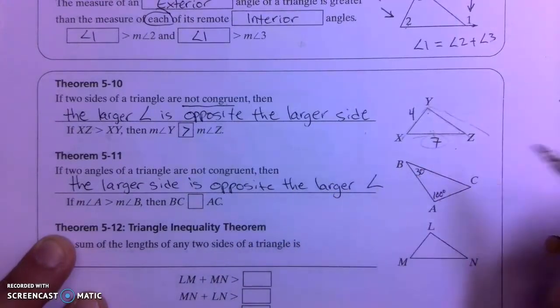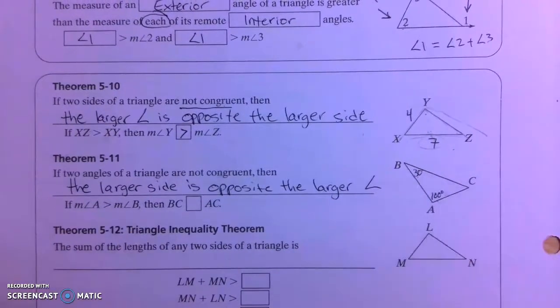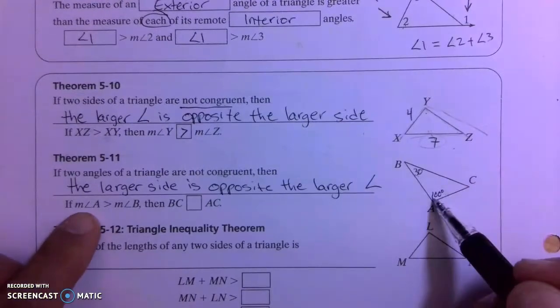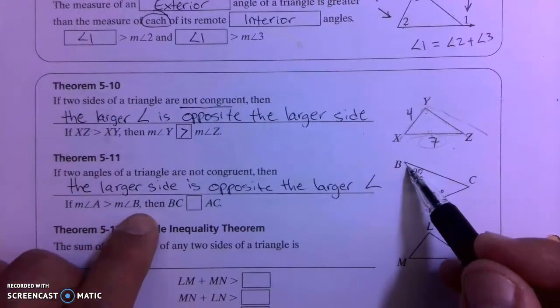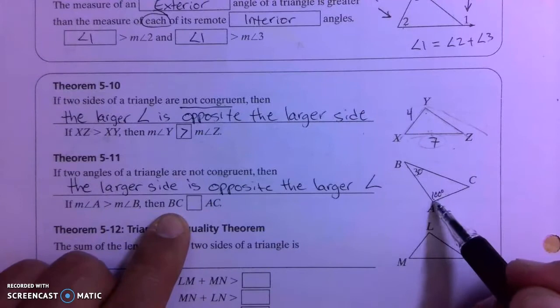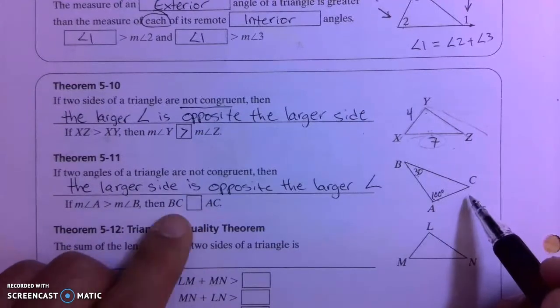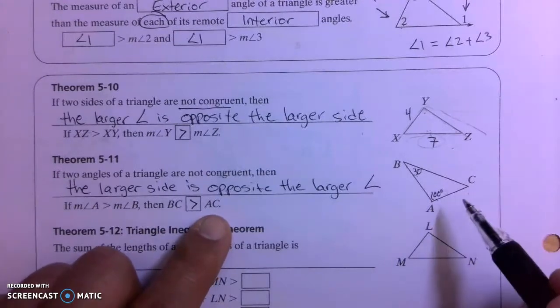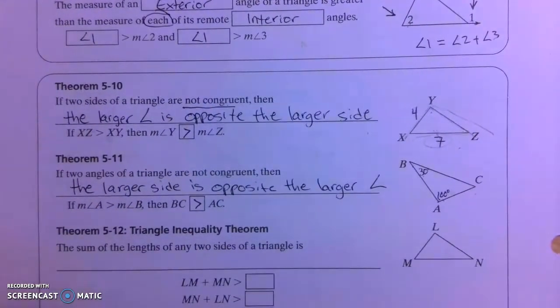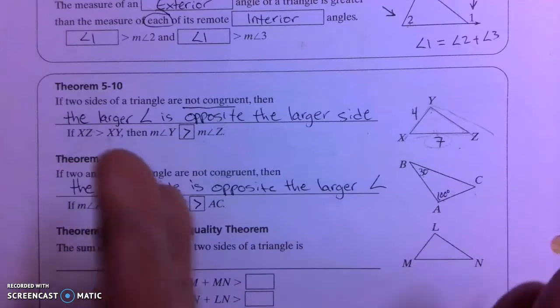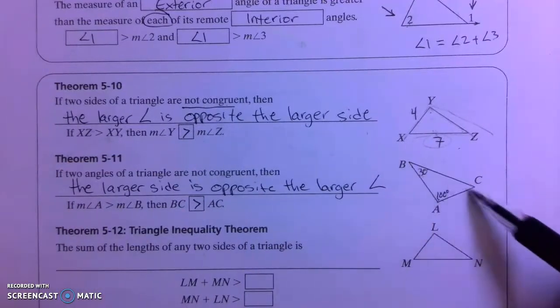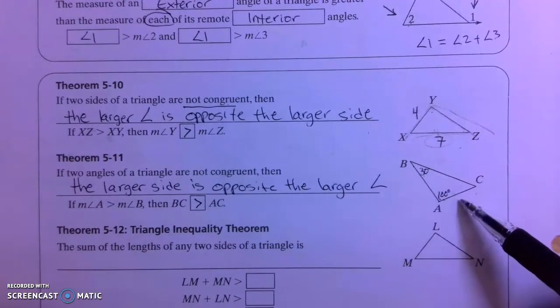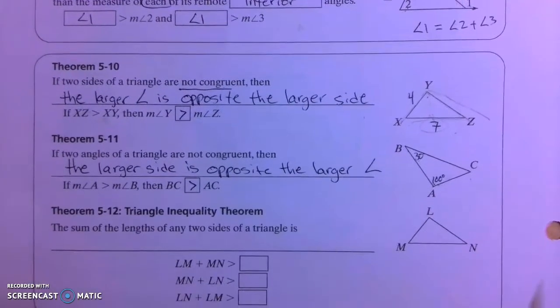So with this picture here where I put 100 degrees, angle A is clearly bigger than angle B, so that means the side opposite the 100, which is BC, has to be greater than the side opposite the 30 degrees, which is AC. Physically you can tell that it is, but also the bigger the opening, the bigger the side length opposite. The smaller the opening, the smaller the side length.